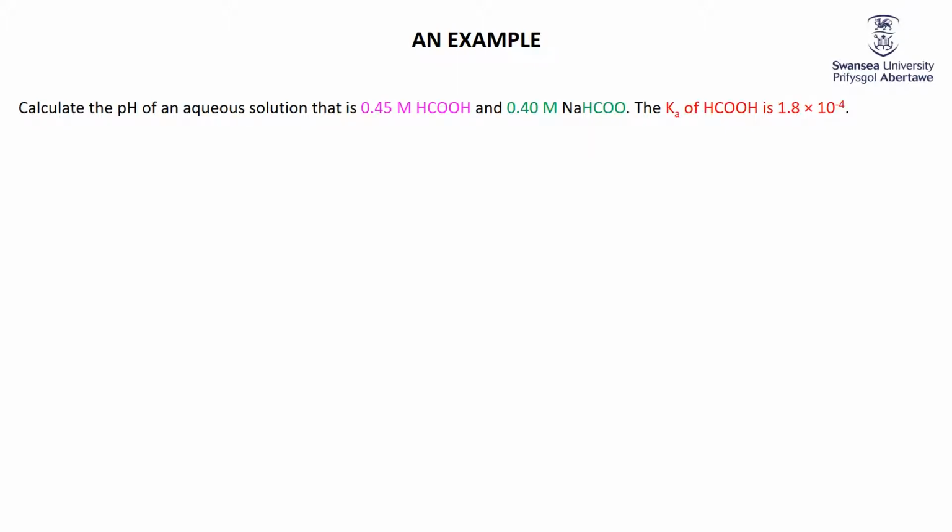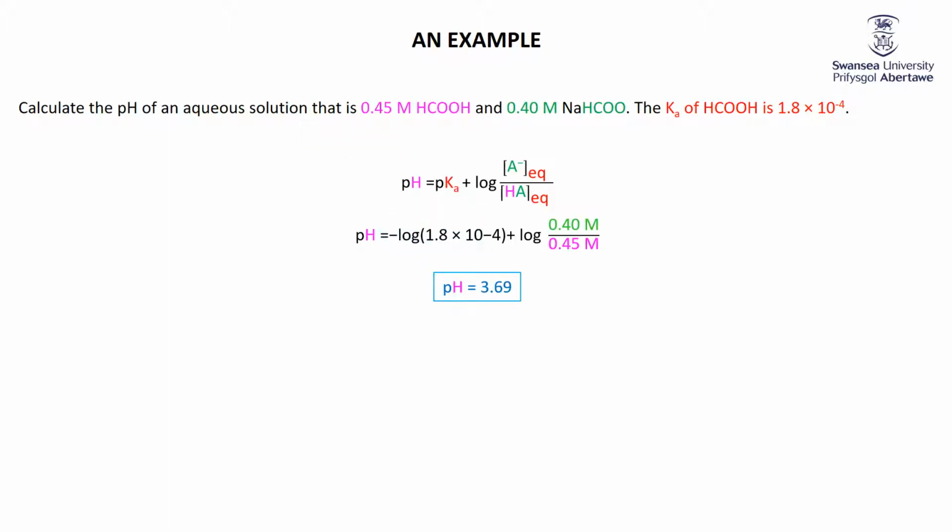All that remains to do is just a little calculation. What is the pH of an aqueous solution that is 0.45 molar HCOOH, that's an acid, and 0.4 molar Na, well that's a spectator ion because it comes from NaOH, and then HCOO-, well that will be the conjugate base of HCOOH. Using the Henderson-Hasselbalch equation, pH equals pKa plus log of A- over HA. That's where all the values go in, so you get this. Make sure you see that. And the pH is 3.69.